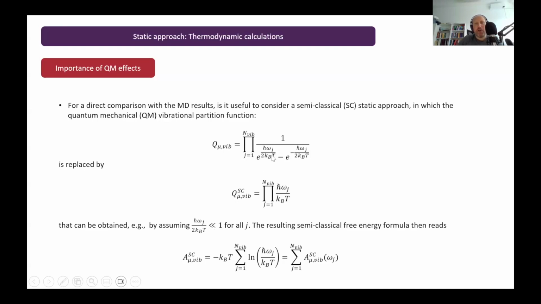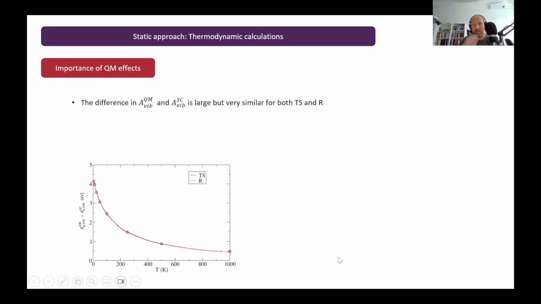In that case, you can Taylor expand them and cut after the linear term, and you arrive exactly at this formula. Plugging this into the defining equation for free energy, we find this expression. So once again, we can determine vibrational free energy as a sum of independent contributions from different vibrational frequencies, just like in the quantum mechanical case, of course.